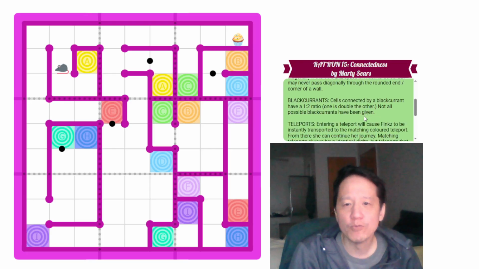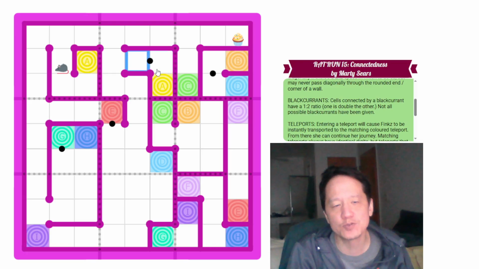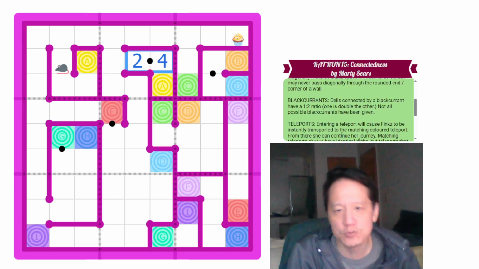Okay, we also have black currants. Cells connected by a black currant, which is also known as a black Kropke dot, have a 1-to-2 ratio. That is, one is double the other. Not all possible black currants have been given. So as an example, if this were a 2, this would have to be a 1 or 4 to maintain the 1-to-2 ratio.